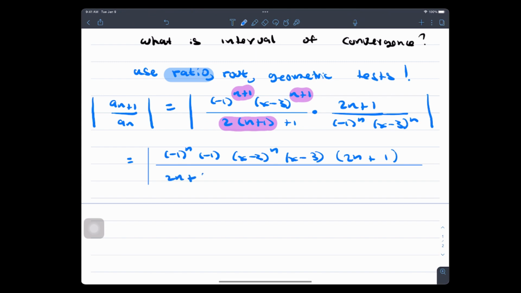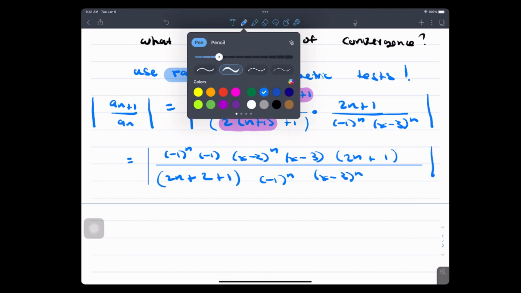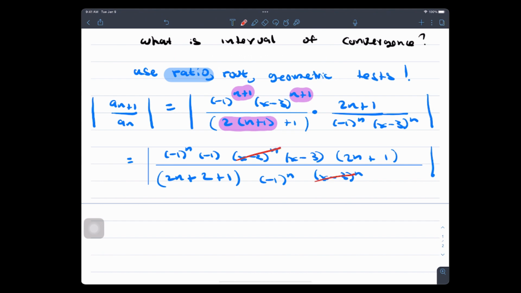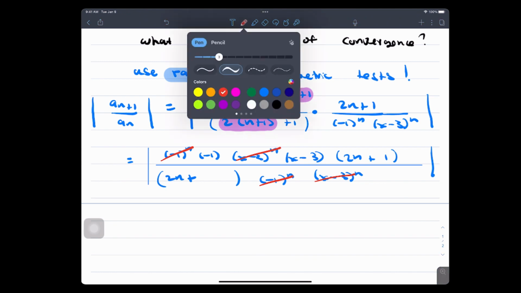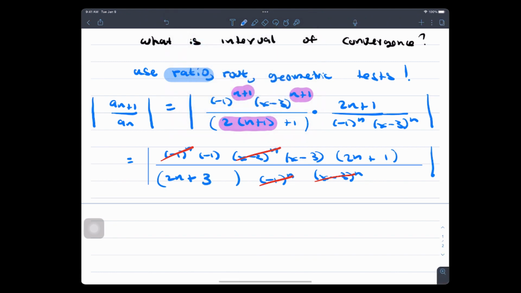So it gives 2n plus 2 plus 1, which will give you 2n plus 3 but down here, by the way. And then you have -1 to the n, x minus 3 to the n. So take a look here and cancel. -1, oops, that's going to stay. -1 to the n goes away. And this down here is going to be really 2n plus 3 here, so. Okay.